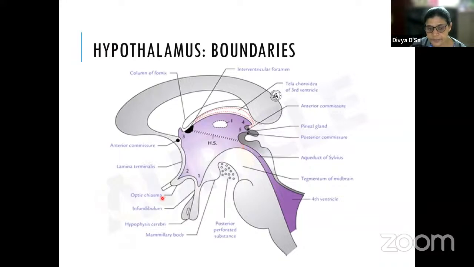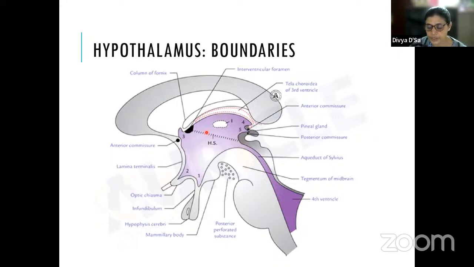Inferiorly, these are the structures in the floor of the third ventricle: the tuber cinereum, the infundibulum and the mammillary bodies. Superiorly it is the thalamus, and laterally, when we take the section, there is the internal capsule, and medially is the cavity of the third ventricle. So those are the boundaries.